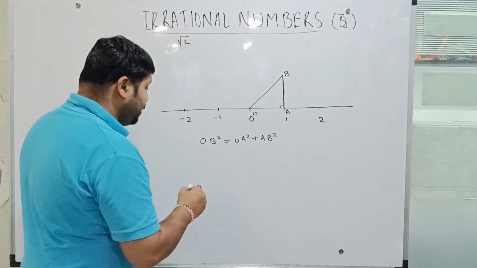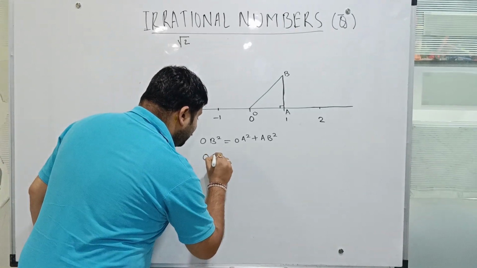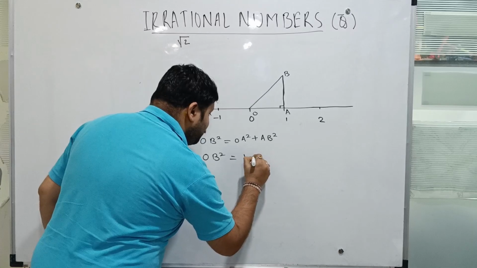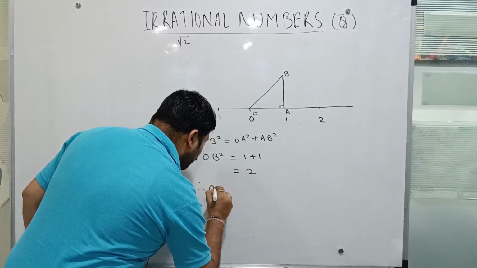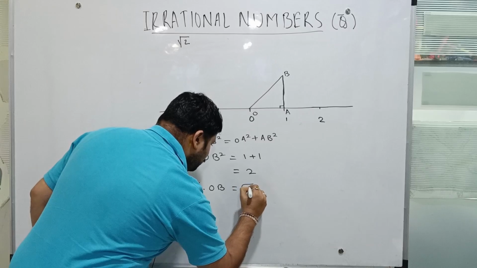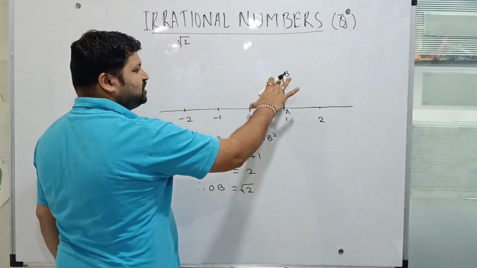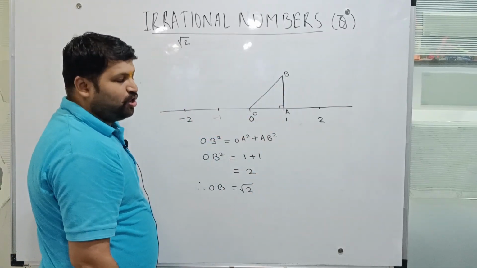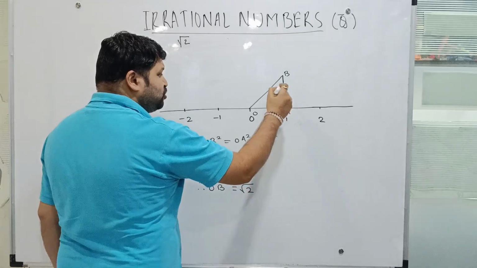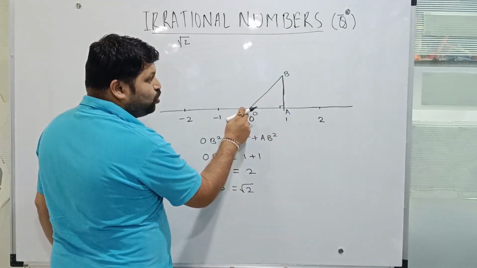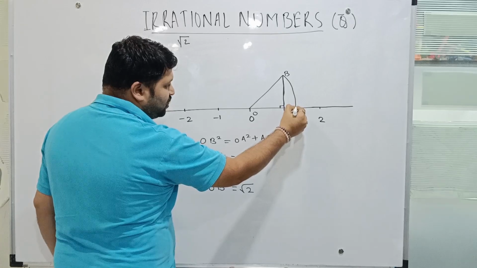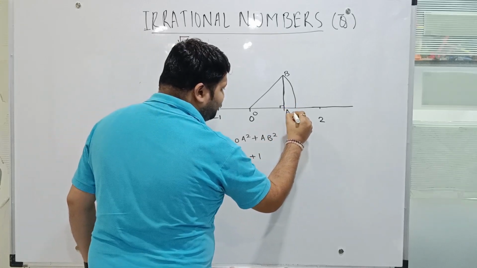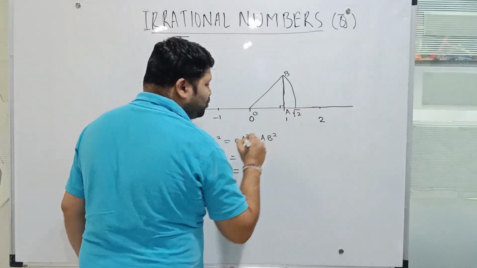where OA is 1 unit and AB is also 1 unit. So I can write OB square is equal to 1 plus 1, that is equal to 2. Therefore, OB will be equal to root 2. So the distance I have is root 2. I can draw an arc keeping my pointer at O and my pencil at B. I can draw an arc like this and I would get root 2 here.